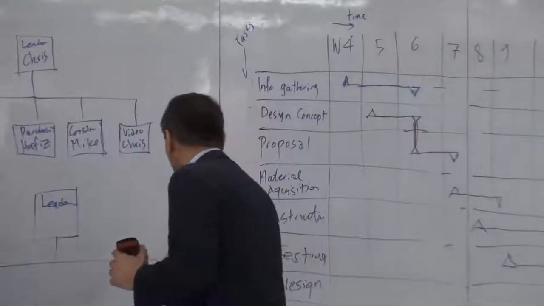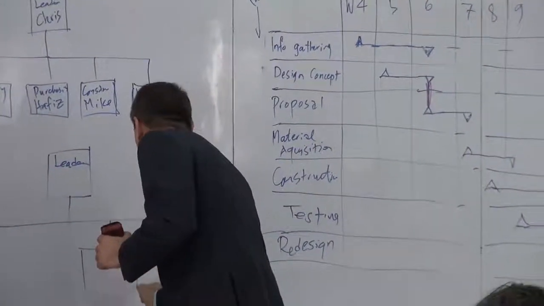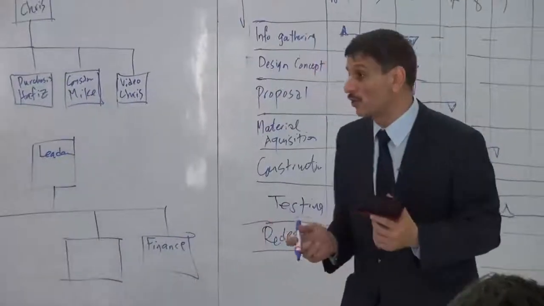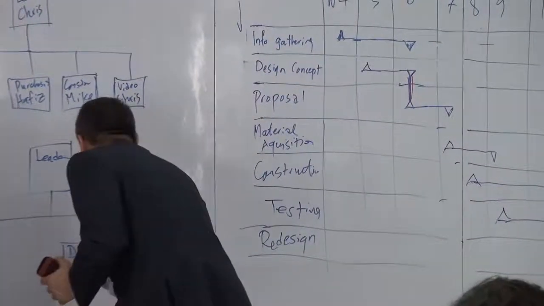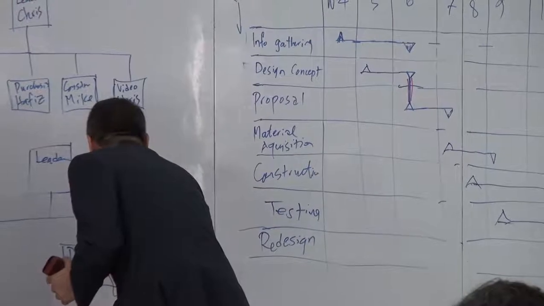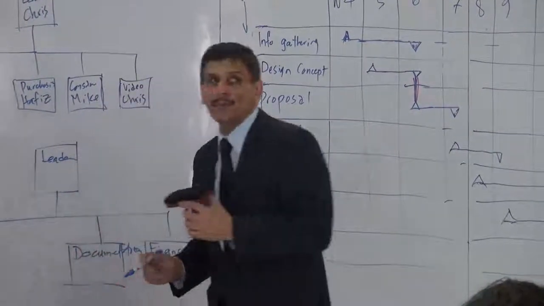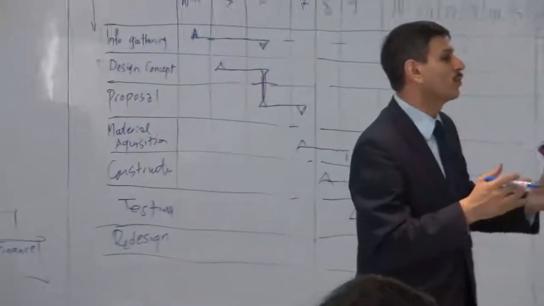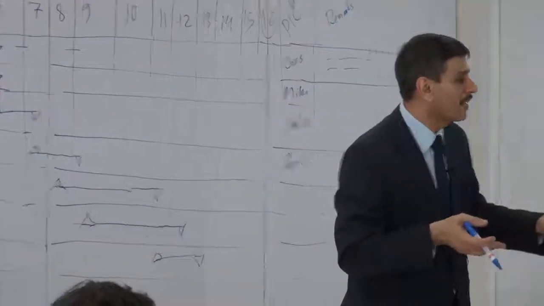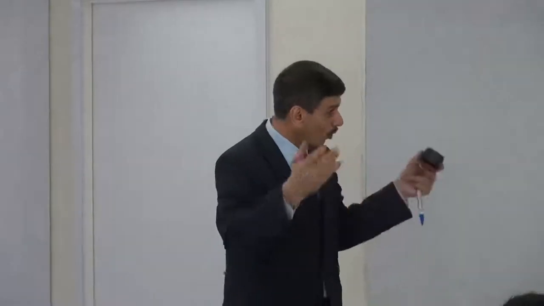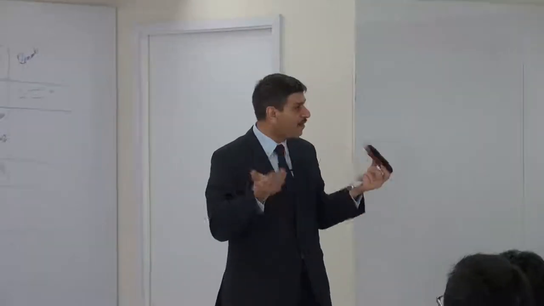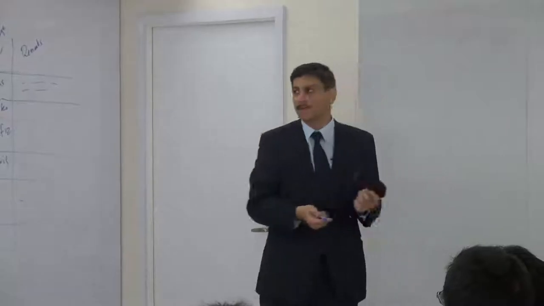Now, maybe you will also get someone to be responsible for the documentation. So this would be things like updating your Gantt chart, keeping the minutes of the meetings and things like that. Now for the minutes of the meetings, I want every one of you to write minutes of the meeting. But we have for the whole team a person who keeps everything intact, for example.